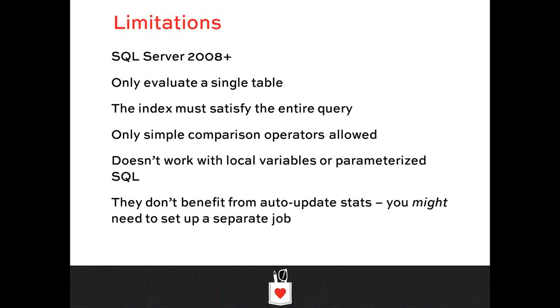You can only create an index on a single table, just like any other index in SQL Server. It has to be simple comparison operators: equal, greater than, less than. Something like between is not allowed. The index must satisfy the entire query. It must be a covering index. This is one of the biggest reasons I see that filtered indexes fail. People say, I created this, but it's not working. What did I do wrong? I'm going to show you an example of that so you understand exactly what it is. And also, they won't work with local variables or parameterized SQL unless you perform some special tweaks.